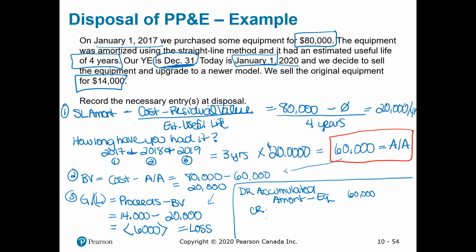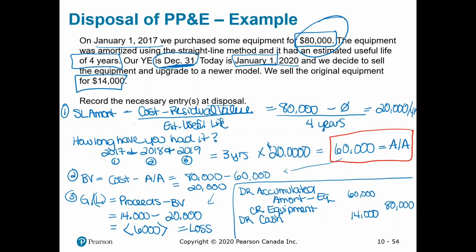You're going to credit your asset account. So in this case, we have equipment. So we credit equipment. And this is at the cost. So the original cost was $80,000. So that's what we get off of the books. And then from there, you say, well, what did you get? Well, we sold it for $14,000. We're going to debit cash because that's the amount we got.